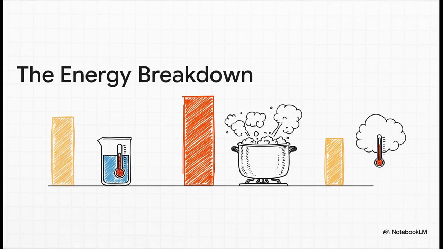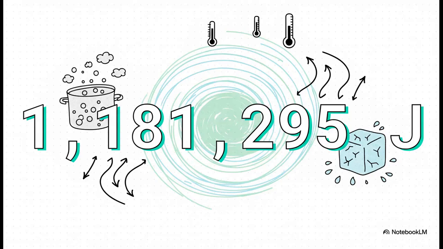Heating the water up to boiling takes 42,000 joules, no problem. Then, turning it all into steam at that temperature takes a massive 1,130,000 joules. And finally, heating up the resulting steam takes another 9,295 joules. And the grand total comes to over 1.18 million joules.